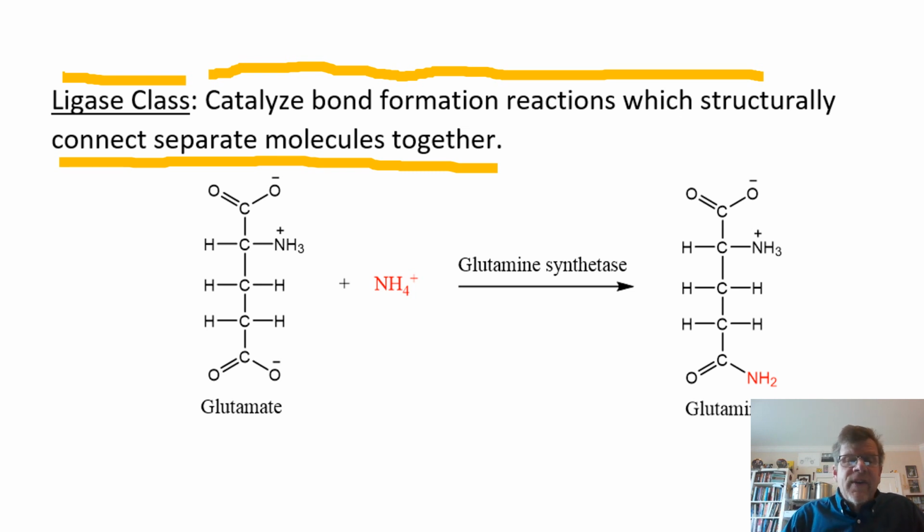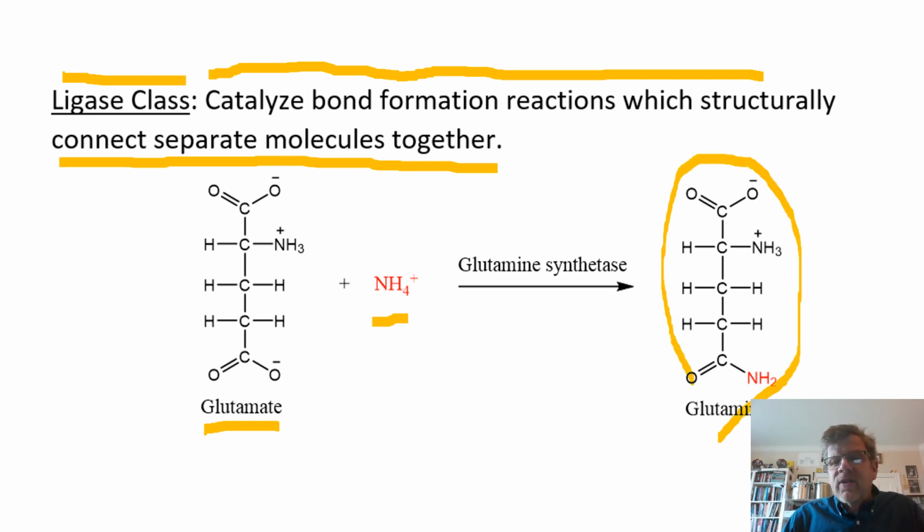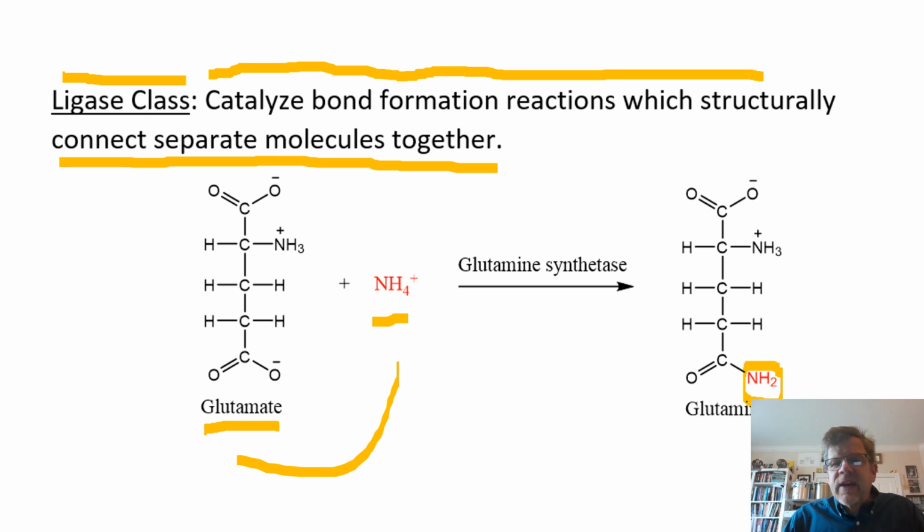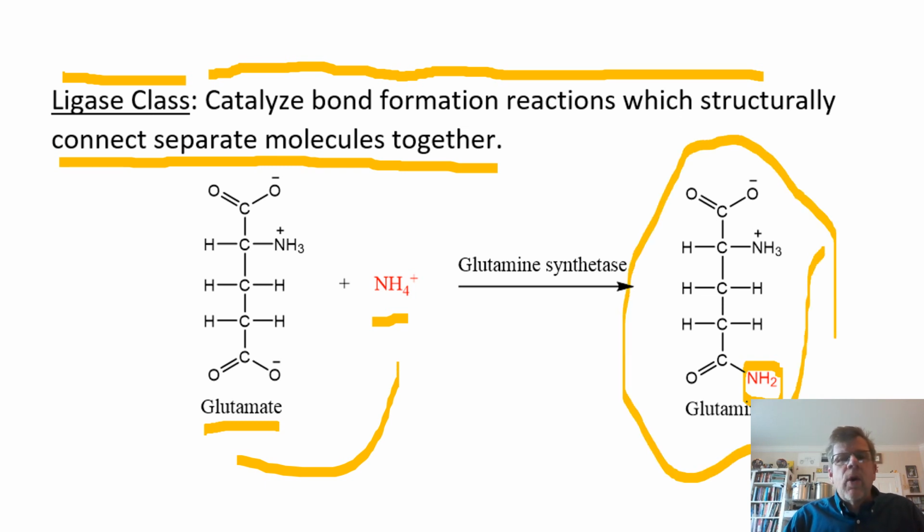In this case, we have two starting materials over here on the left. Now we only have one product, where that nitrogen, if you will, has been ligated to the original molecule. So we've ligated two of these things together into one. That would be an example of a ligase class of enzymes.